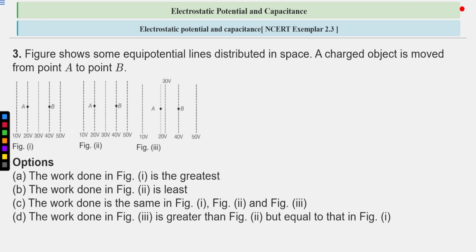Now you can see that the value of potential is given for each equipotential surface. In the first diagram, point A is on the 20 volt equipotential surface and B on the 40 volt equipotential surface. In the second figure, A is on the 20 volt equipotential surface, B on the 40 volt. In figure 3 also, A is on the 20 volt equipotential surface and B on the 40 volt. This diagram is somewhat different from the other two, but the potential difference between these 2 points is the same in all 3 figures. And we have to move a charge from A to B. So let's see what the work done is and which option is correct. I will give you some time to think.